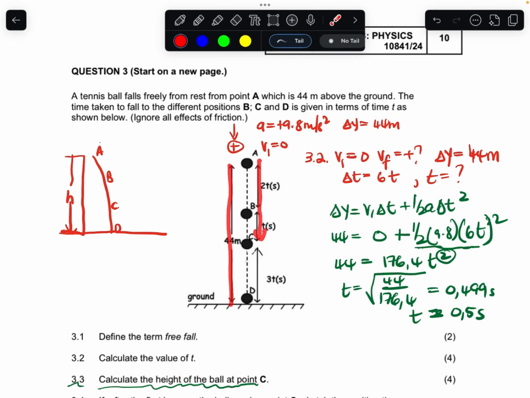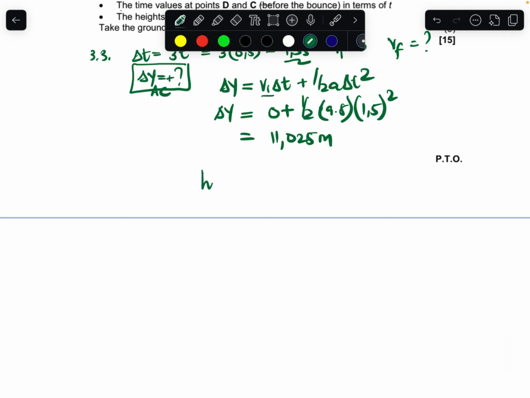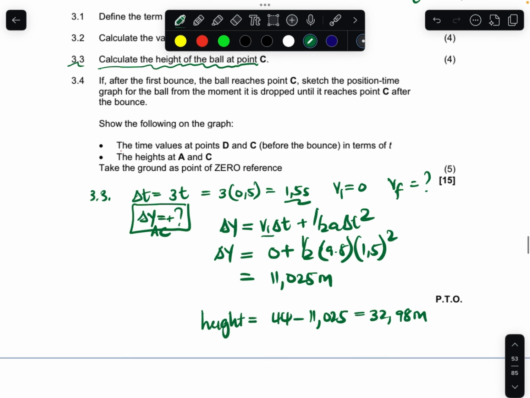So we're going to subtract this A to C displacement to get the height above the ground. So the height is equal to 44 minus 11.025. So when we subtract that, we get 32.98 meters. So that's the height above the ground. This from here to here is 32.98 meters. That's what the question wanted.